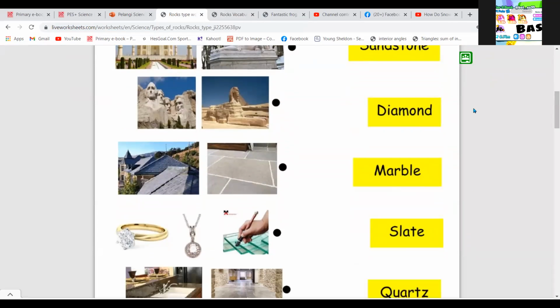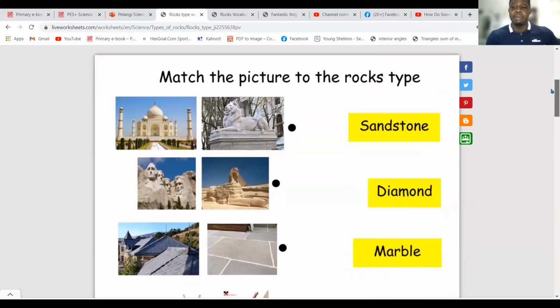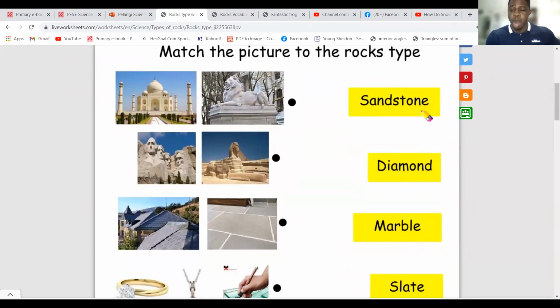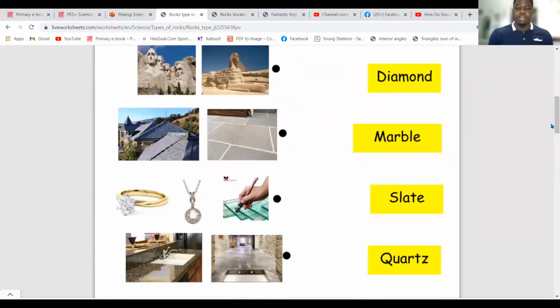Okay, let me make you understand it. For example, you have types. These are types of rocks. We've done most of them here. The sandstone. We talked about the sandstone just now. So you look at it. For example, here, what is this? Who can tell me what type of rock this is? Diamond. Very good. So you take your pencil and draw it from there to diamond.